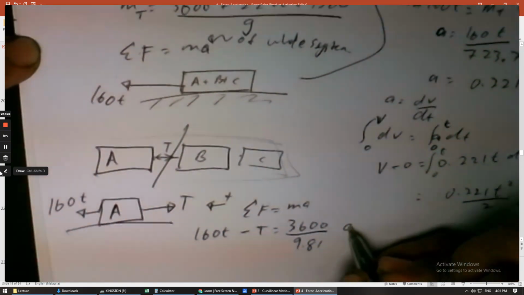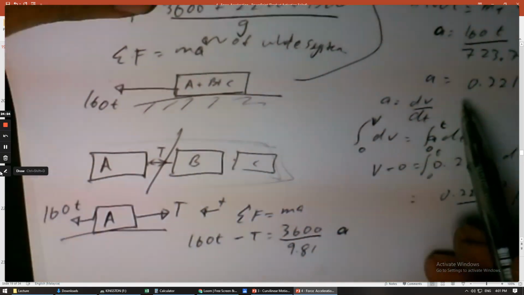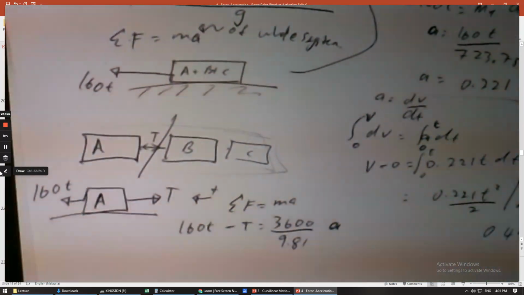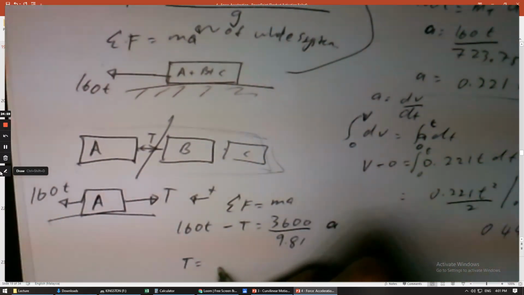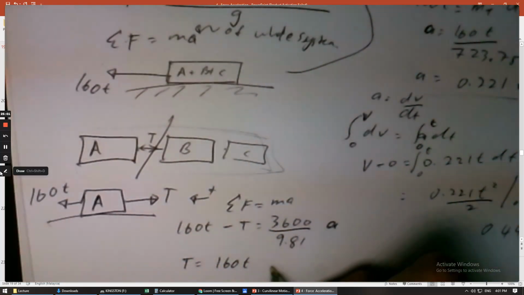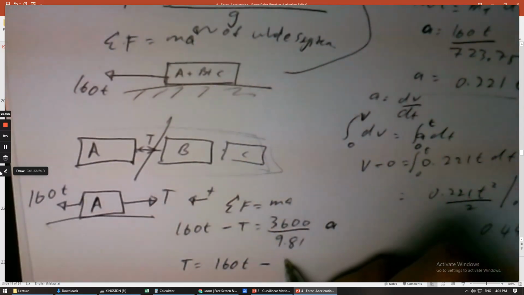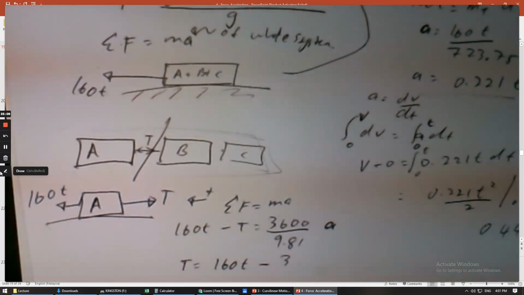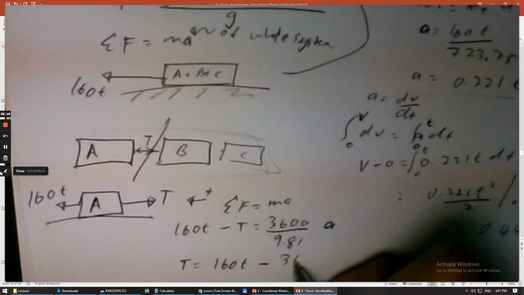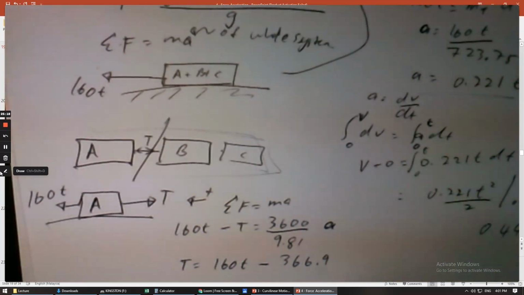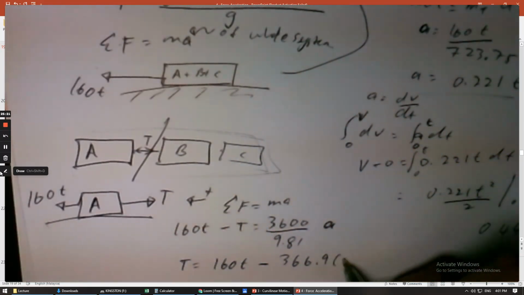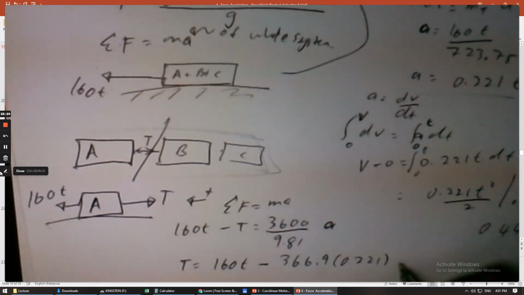So A is the acceleration that we already found, which is 0.221 t. So the T will be 160 t minus 3600 divided by 9.81, which is 366.9, times A, which is 0.221 t. All right.